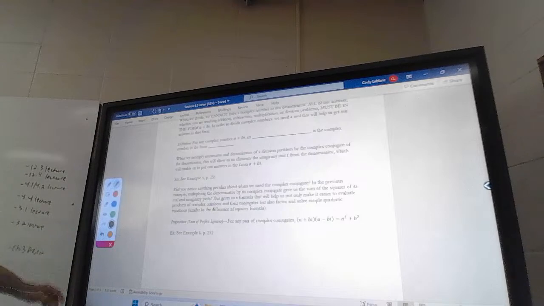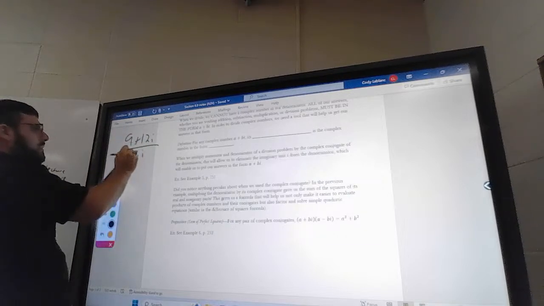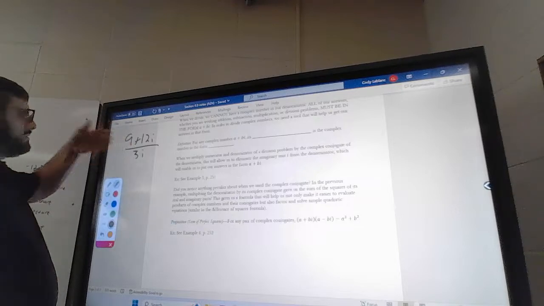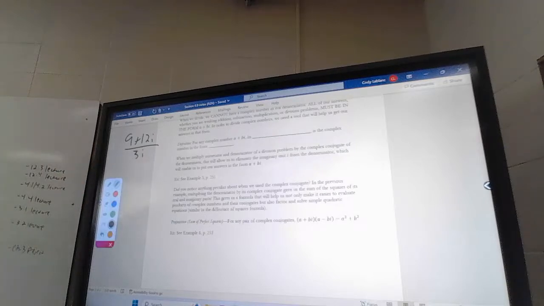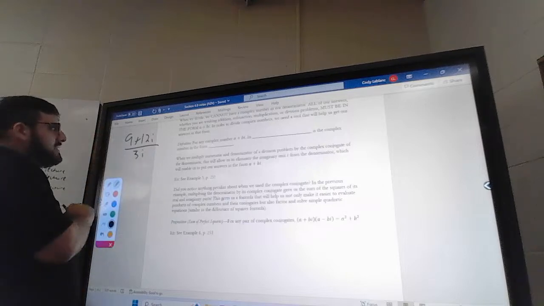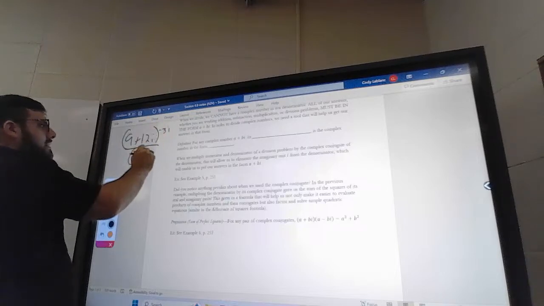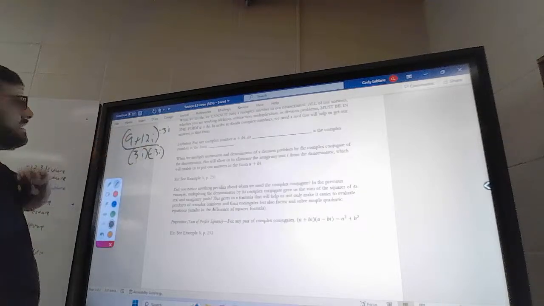So here's an example. I'll give you guys a couple examples. 9 plus 12i over 3i. Now, obviously, I could probably reduce this fraction, but I'm not going to at the moment because I want to go ahead and just multiply and divide like normal. So if 3i is my denominator, then negative 3i is its conjugate. So I'm going to multiply numerator and denominator by negative 3i.